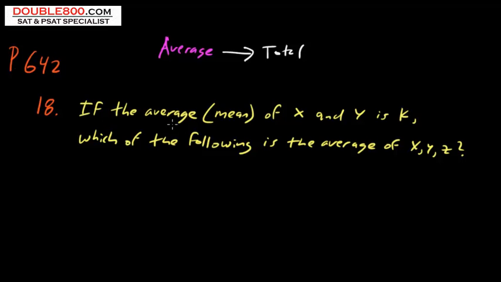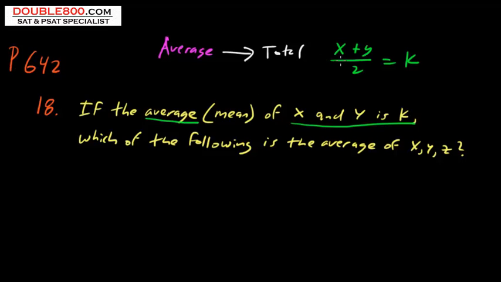So let's start with, we see the word average here, and we have two variables, and the average of those two is k. So a lot of students, I think, would just make an equation to express that, and that would be this first equation, x plus y divided by 2 equals k. Now this equation indicates the average. The two variables divided by 2 is k. We don't want an equation for the average. We want an equation for the total.